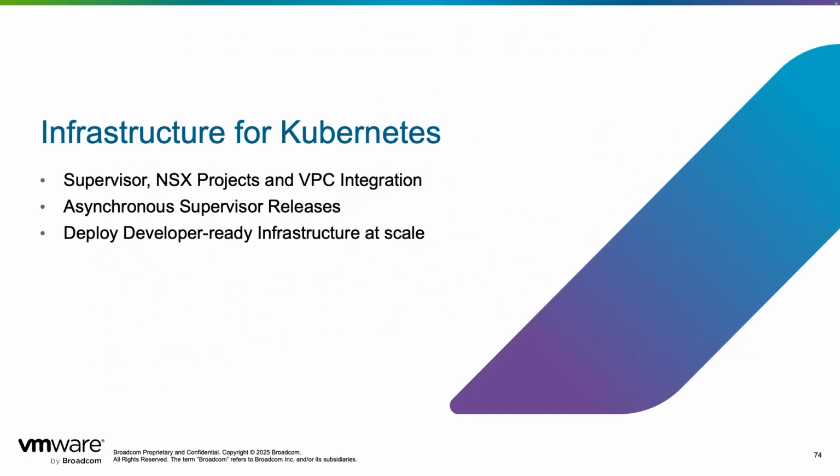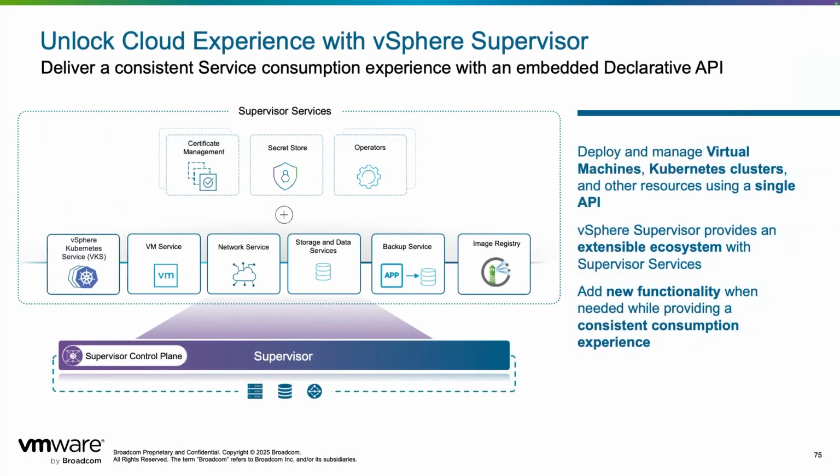We're going to start with infrastructure for Kubernetes. The vSphere Supervisor is an integral part of the cloud experience story. The supervisor is an embedded declarative API, allowing customers to deploy and manage virtual machines, Kubernetes clusters, and other resources, all on the same platform and using a unified set of tools.